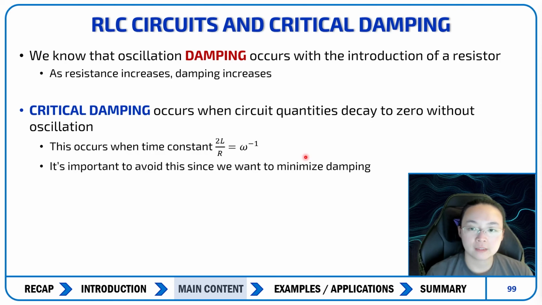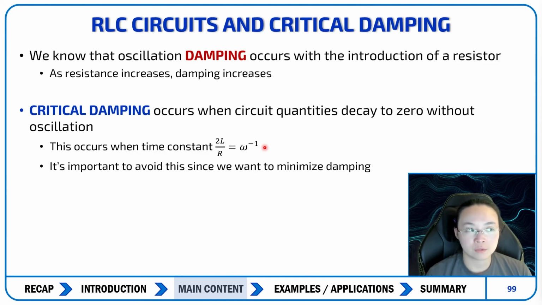Next, because we know that there is resistance within all circuits, ending up with RLC circuits, we have to take a look at damping and what it means. Oscillation damping occurs when you introduce a resistor. Basically, as the resistance increases, so does the damping effect. Critical damping basically means when the circuit quantities are going to decay to zero without an oscillation. And this occurs when your time constant is equal to 1 over omega. So it's important to avoid this since in order to get the strongest signal, we want to minimize the effect of the resistor and we want to minimize the effect of damping.